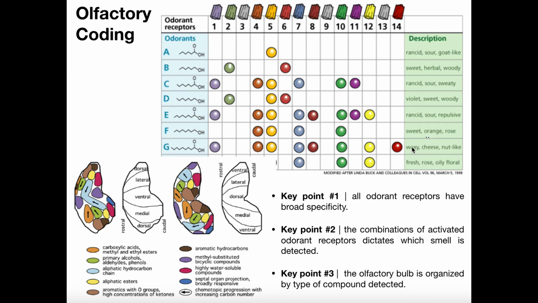Okay, so key points here. All odorant receptors have broad specificity. They can bind multiple odorants. Also, the combinations of activated odorant receptors dictates which smells are detected. Okay? That allows us to be able to detect a much larger range of compounds, but also allows us to have a smaller number of odorant receptors. Okay? And then also the olfactory bulb is organized by the type of compound detected. Okay? This whole thing is called olfactory coding.